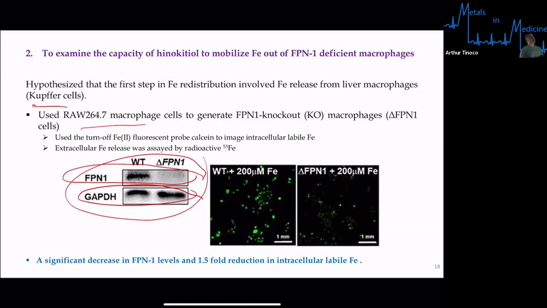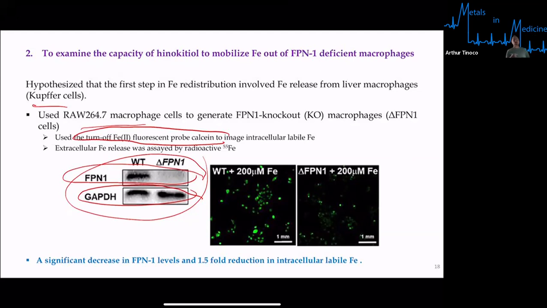All right, the next thing is to gauge the amount of iron that's accessible. And so they use two different methods. First, to measure the iron intracellularly, and then also to measure iron that's getting released, the extracellular. So the intracellular was done by the use of a turn-off iron fluorescent probe, calcein. It's a chelator that when it interacts with iron, it actually turns off.